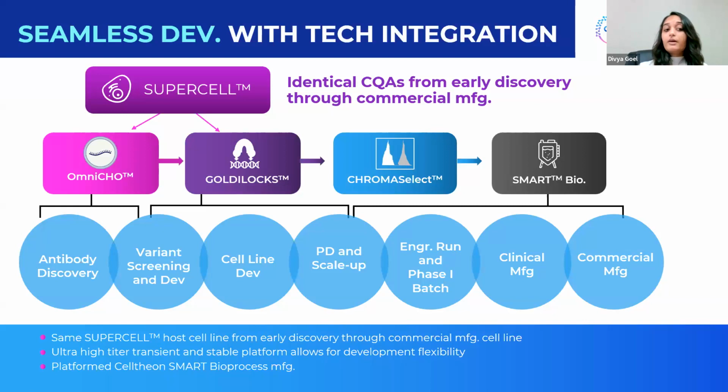And so from there, we can obtain a robust data set and really predict the critical quality attributes and optimize the variance for what we would like to achieve for that particular therapeutic program. And then from there, advance our lead candidates into later stages of stable pool generation using our Goldilocks transposase technology.